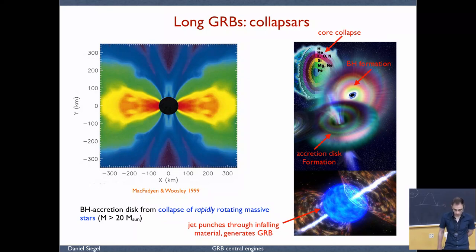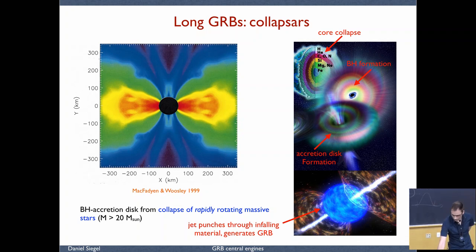practice. And so let's first discuss the long GRBs, and as Sylvia told us yesterday, we believe that the progenitors of these long GRBs are so-called collapsars, so rapidly rotating very massive stars that collapse at the end of their lives to a black hole surrounded by some accretion disk. And I'm going to discuss this in a little bit more detail later today.